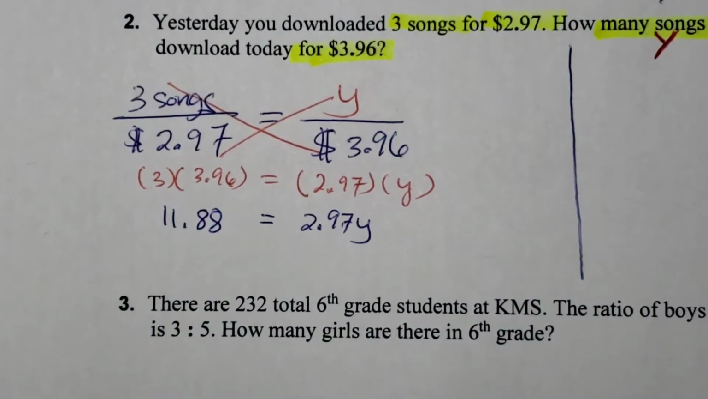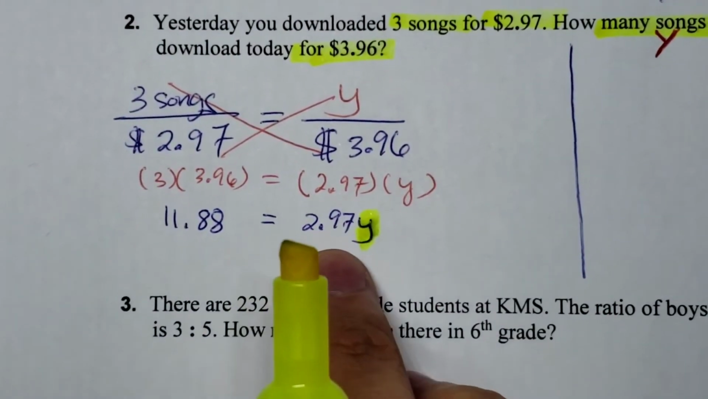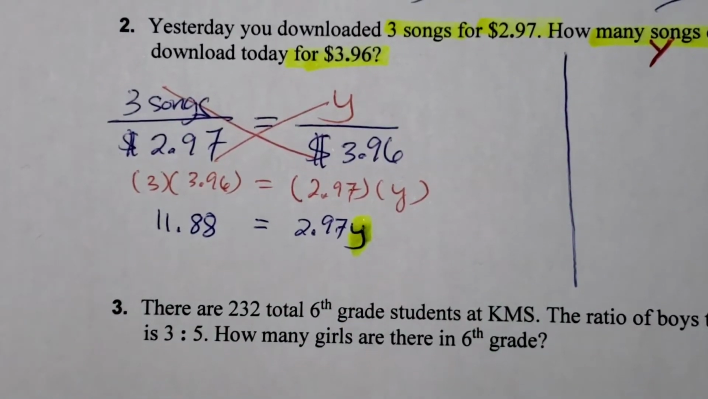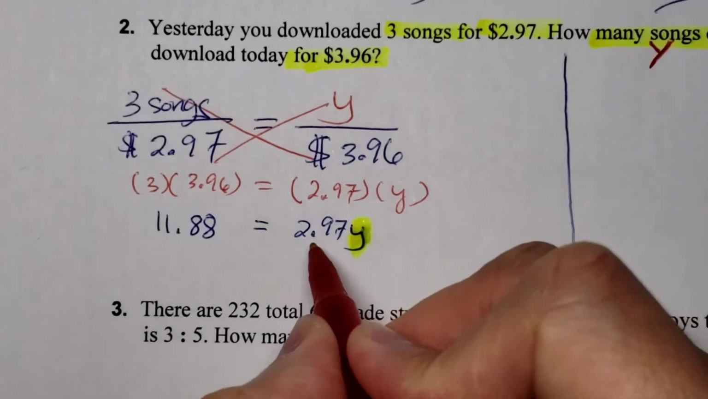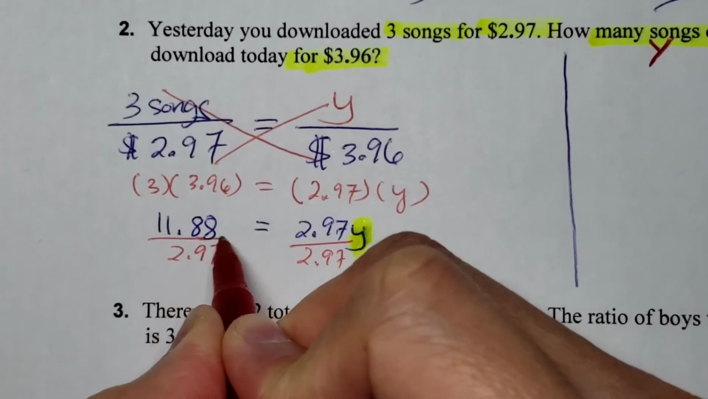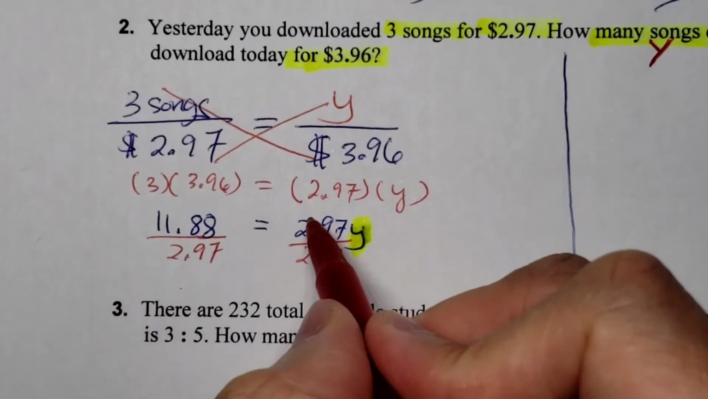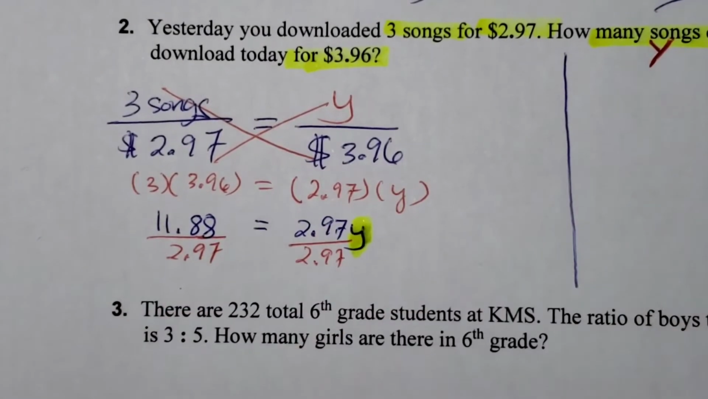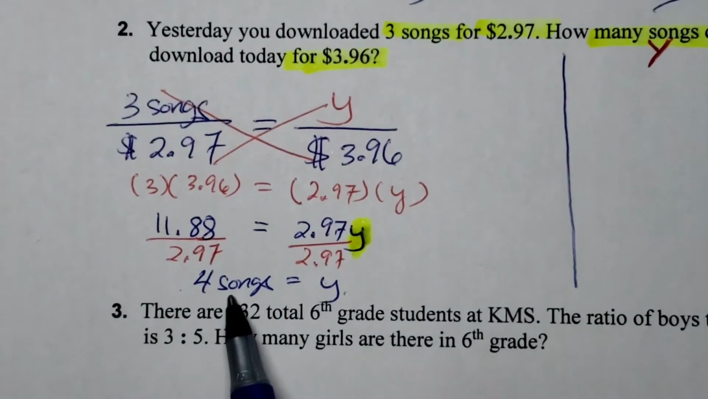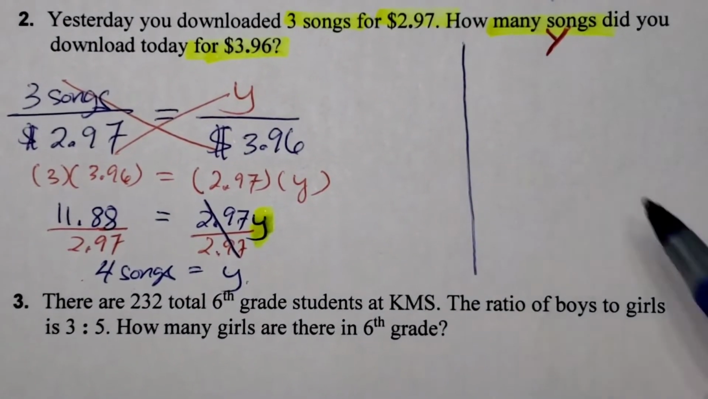Again, please remember how to do a one-step equation. We're dividing $2.97 on each side because we need to isolate y, keep y by itself, or undo multiplication by division. So we're dividing by $2.97. Whatever you do on one side, you do on the other. Using your calculator, you will get what? What is $11.88 divided by $2.97? That should give you, yes, absolutely right, 4 songs is equal to y. So y is the number of songs, so 4 songs.